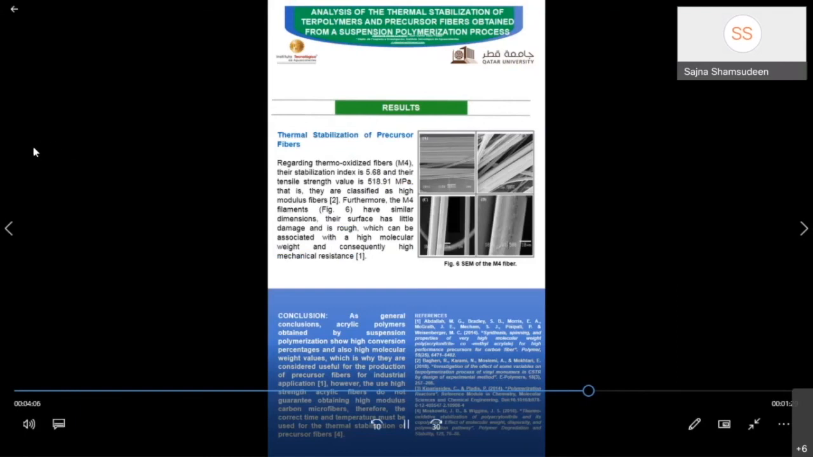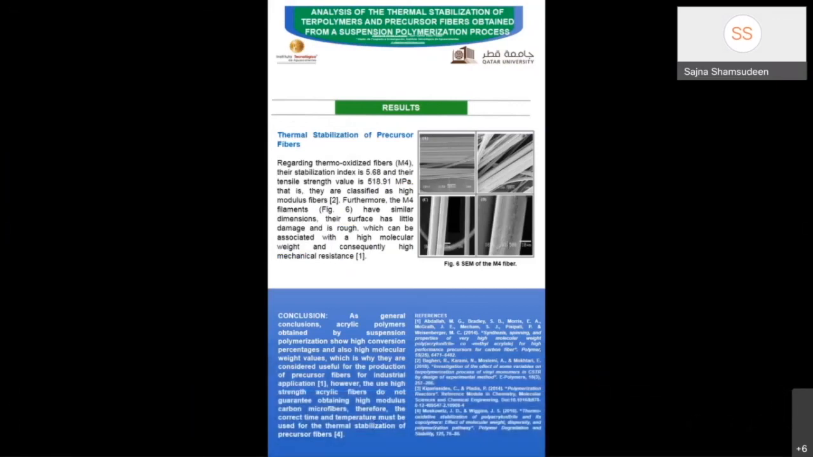Thermal stabilization of precursor fibers. Regarding thermo-oxidized fibers, M4, their stabilization index is 5.68 and their tensile strength value is around 500 megapascals. That is, they are classified as high modulus fibers. So the M4 filaments, Figure 6, have similar dimensions. The surface has little damage and is raw, which can be associated with high molecular weight and consequently high mechanical resistance.